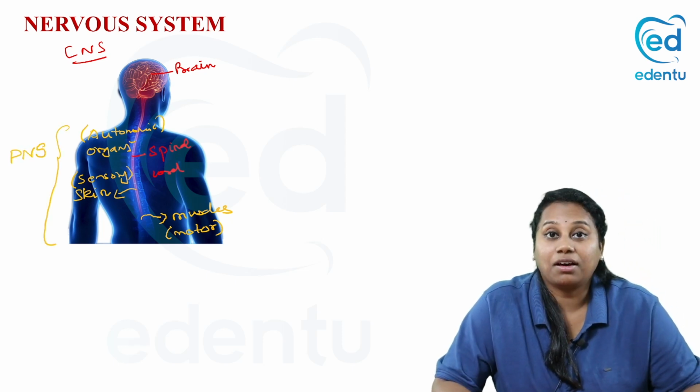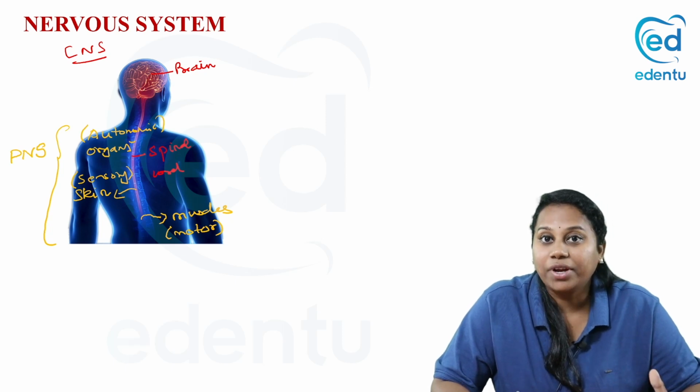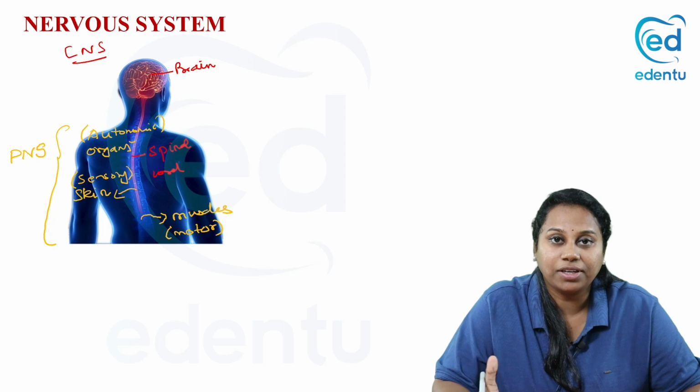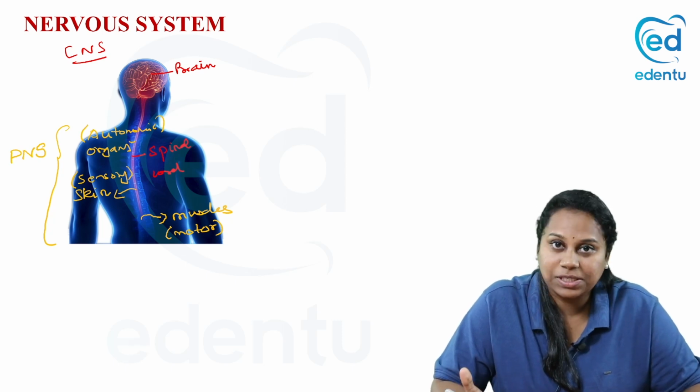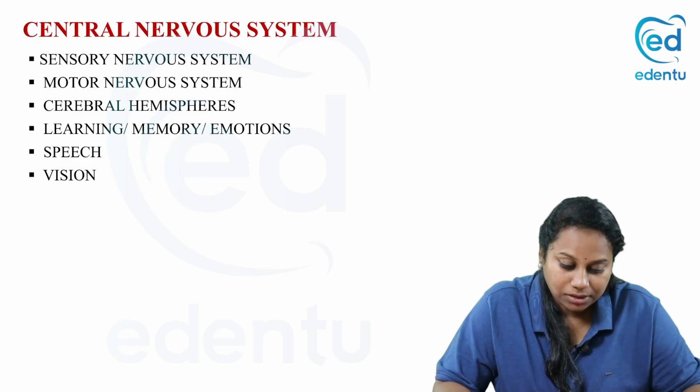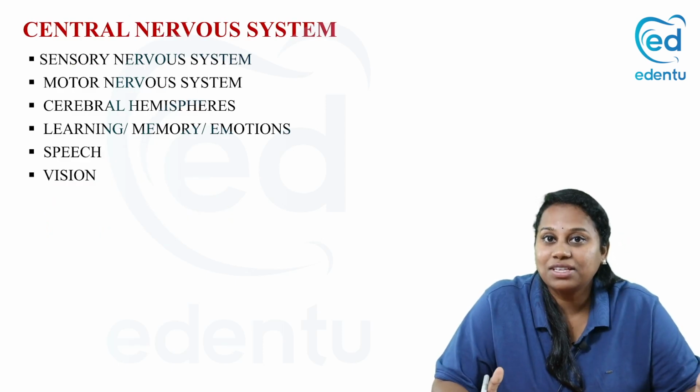So we find that there are two divisions of nervous system: brain and spinal cord called as central nervous system, and the remaining parts of the body innervated by peripheral nervous system. So let's study in detail one by one. First, let's learn about central nervous system.